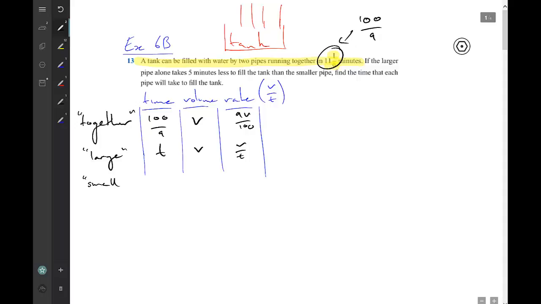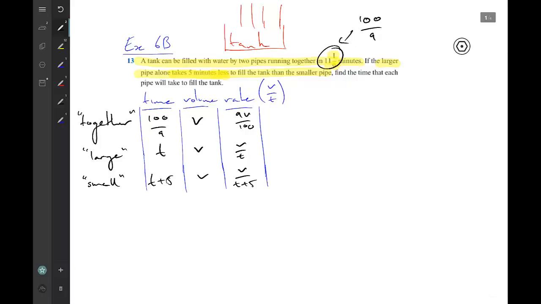Finally, we've got the small pipe. Let me just extend these further. Okay, so finally we've got the small pipe. The small pipe takes the same amount of time as the large one, plus 5 minutes. So that's that extra piece of information. The larger pipe alone takes 5 minutes less to fill the tank than the smaller pipe. So that means that here we're going to have T plus 5. Our volume is still going to be V, and our rate is now going to be V on T plus 5. If you want to label the small as T and the large as T minus 5, that works as well.